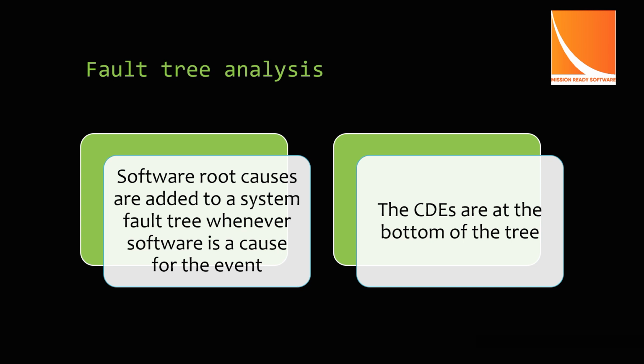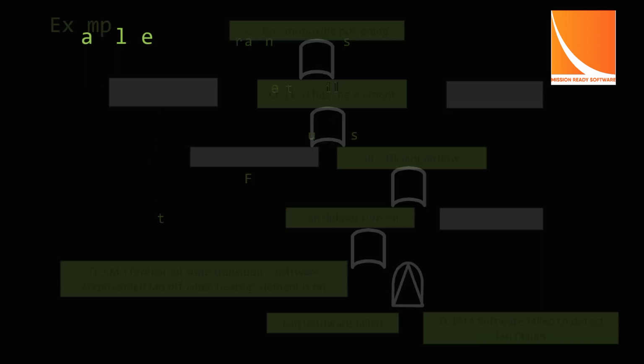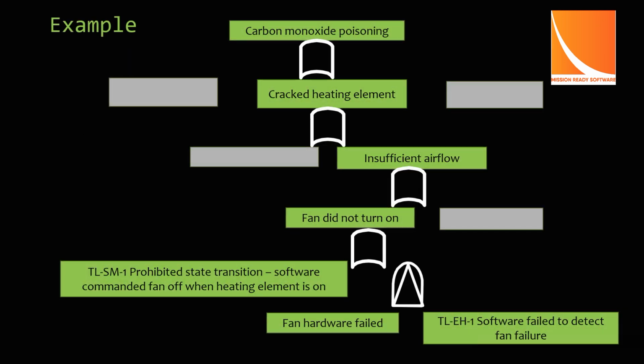The fault tree analysis can also make use of the CDEs. They are simply added to the fault tree whenever software is a cause for the event. Typically, the CDEs are at the bottom of the tree. Here is an example. At the top of the tree is carbon monoxide poisoning. It can be caused by various things, of which a cracked heating element is one. A cracked heating element could be caused by insufficient airflow, which could be caused by several things, of which one of them is that the fan did not turn on.